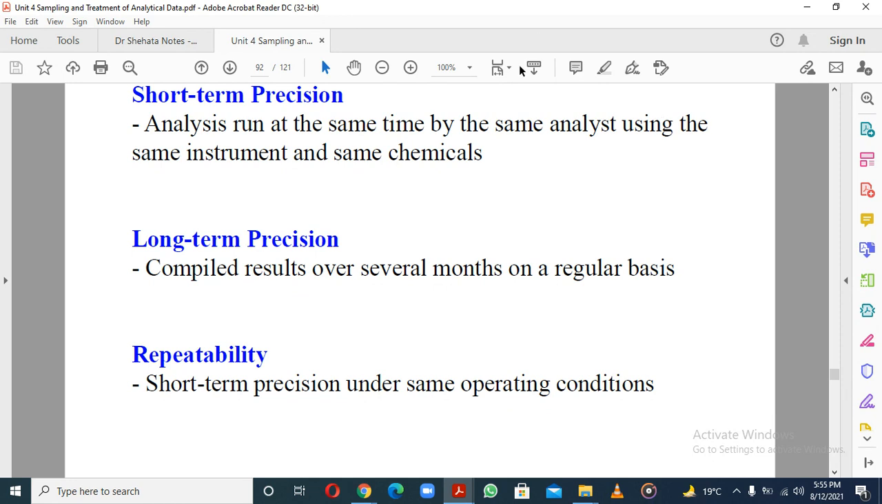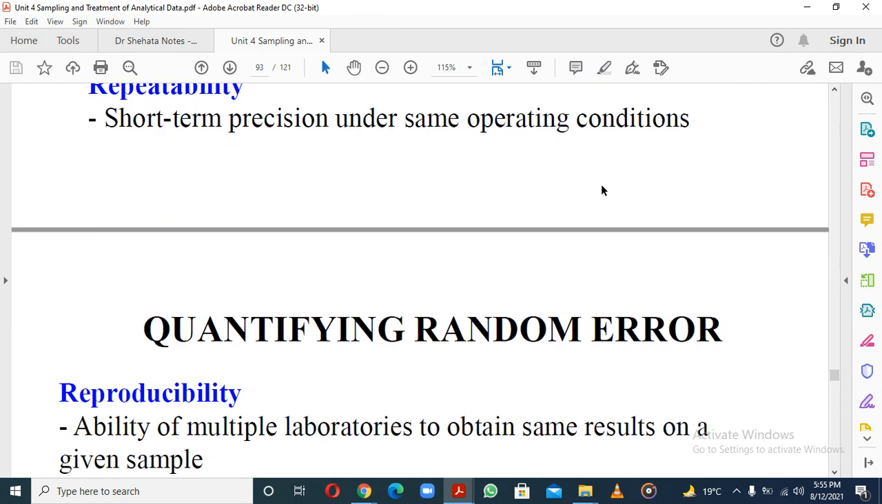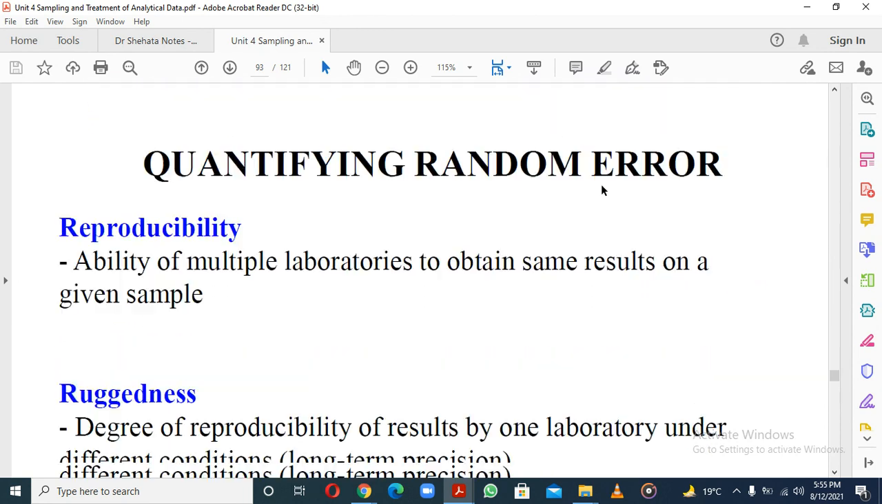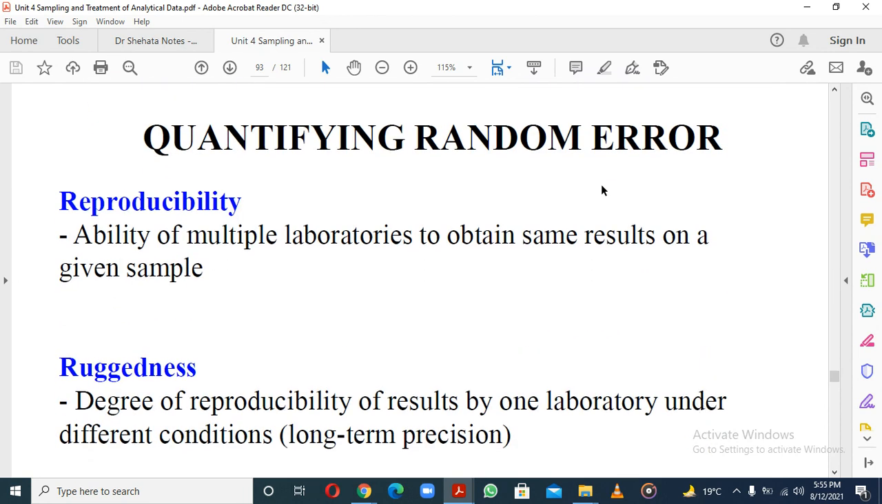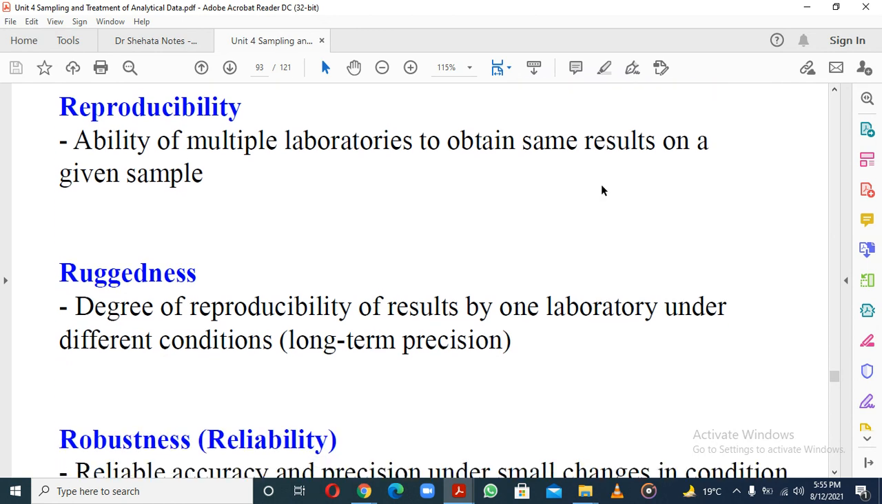Okay, so that's something important to take note of. Okay, so that's repeatability. Then now reproducibility. Okay, so that's just coming from the word reproduce.